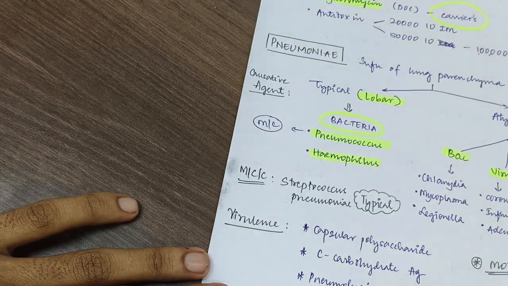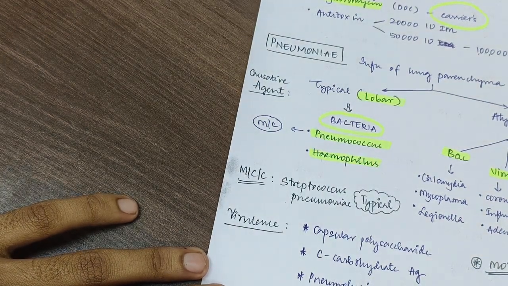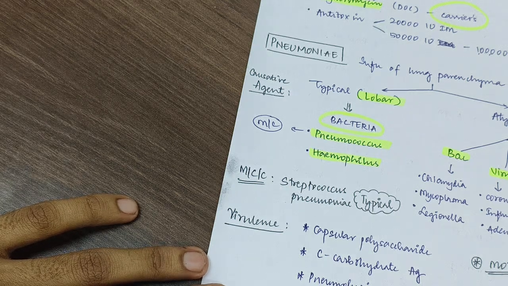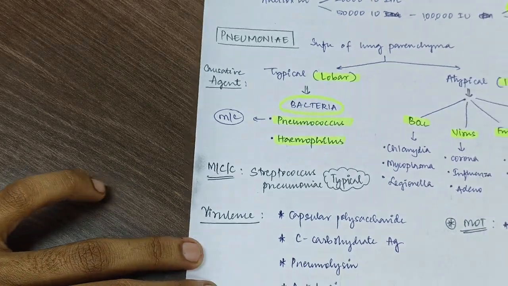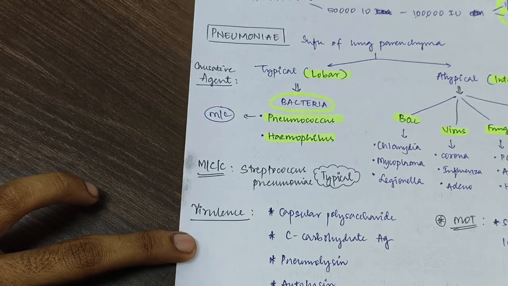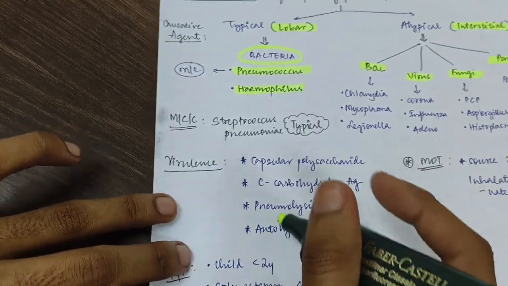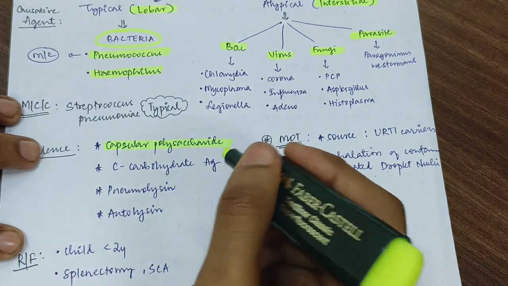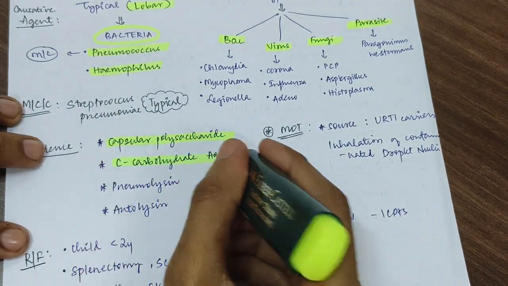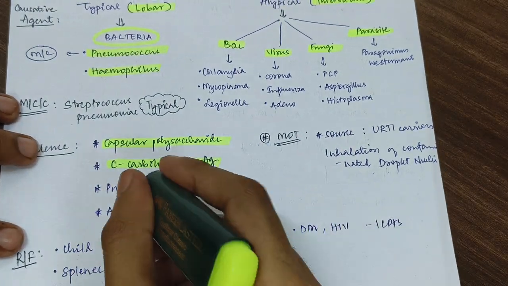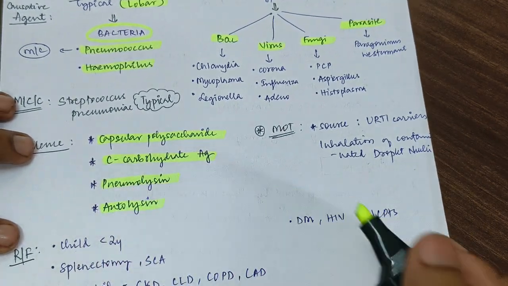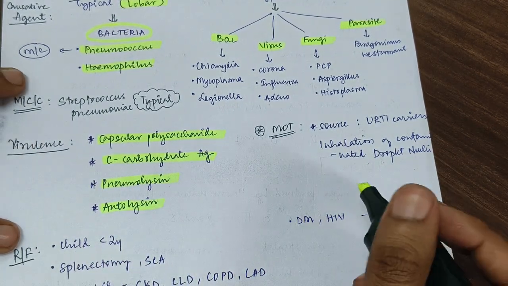Now we are going to deal with typical pneumonia. Later I will be discussing atypical pneumonia, where mycoplasma is the most common cause. Here it is pneumococcus. In the pneumococcus, what are the virulence factors? Capsular polysaccharide. Then C carbohydrate antigen. Then pneumolysin. Then autolysin. These are the virulence factors.